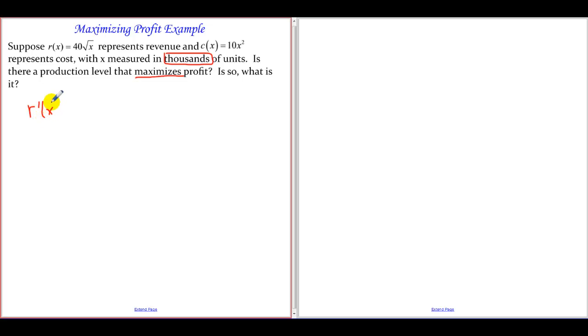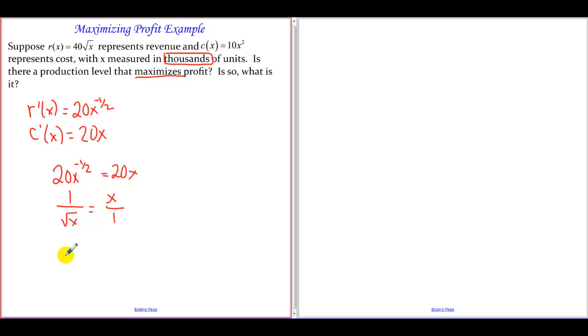So what is the derivative of revenue? That's going to be 20x to the negative 1/2. The derivative of cost is going to be equal to x. So we set those two quantities equal because I'm looking for maximum profit. So we have 1 over the square root of x equals x over 1. So I have that x to the 3/2 equals 1. So that's when x equals 1.